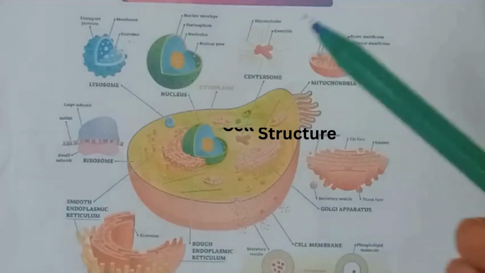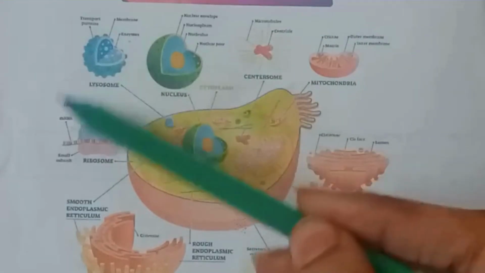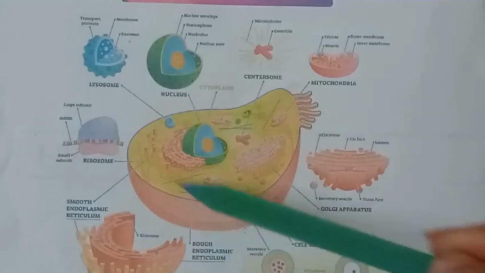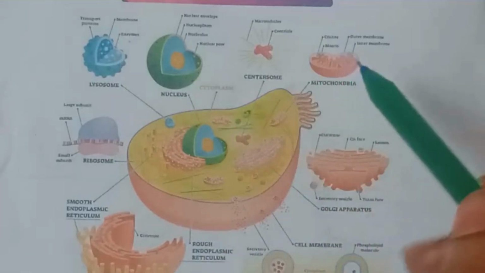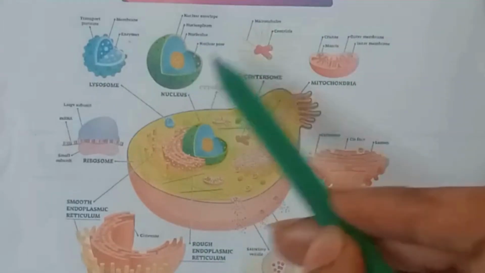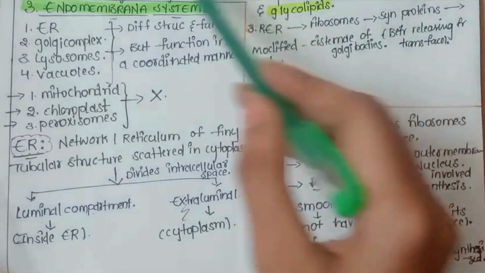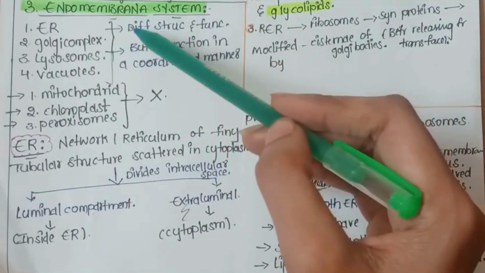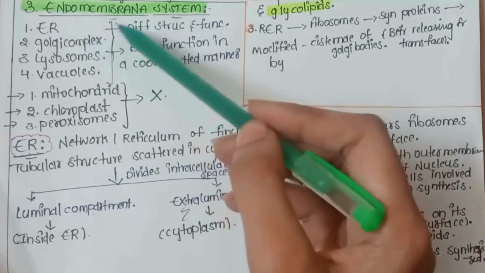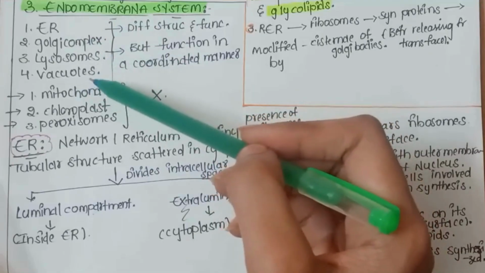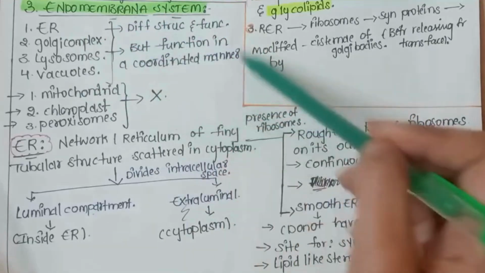These are the various cell organelles that are present in the eukaryotic cell, like nucleus, lysosome, ribosomes, endoplasmic reticulum, mitochondria, Golgi apparatus, etc. Let's discuss the structure of each and every cell organelle and the functions performed by them in detail. Coming to the endomembrane system, it is composed of a group of membrane-bound organelles like endoplasmic reticulum, Golgi complex, lysosome and vacuoles, which are structurally different but function in a coordinated manner.